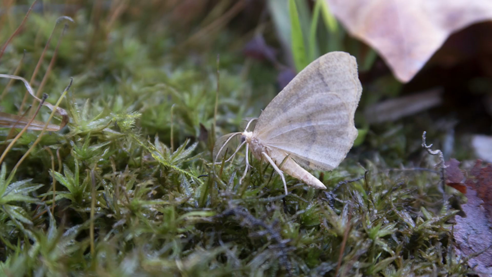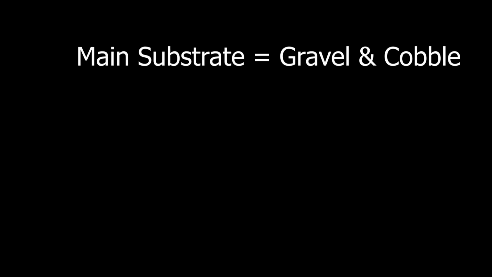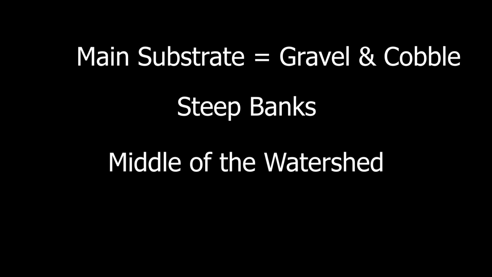So, with all this information, what did we discover? Well, we know that the main substrate types are gravel and cobble. We also know that there are fairly steep banks on either side of the channel. Our reach of stream is somewhere in the middle of the watershed, and we can tell it has low sinuosity by looking at the Google Earth image.